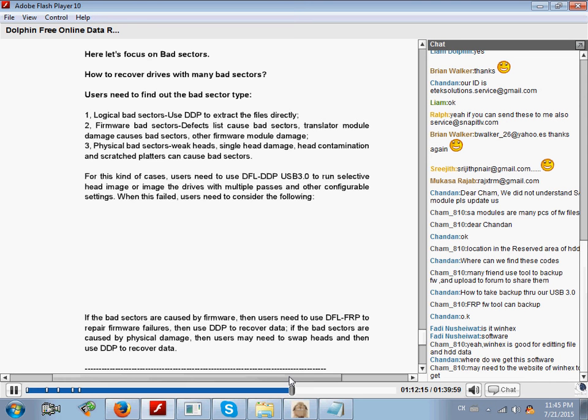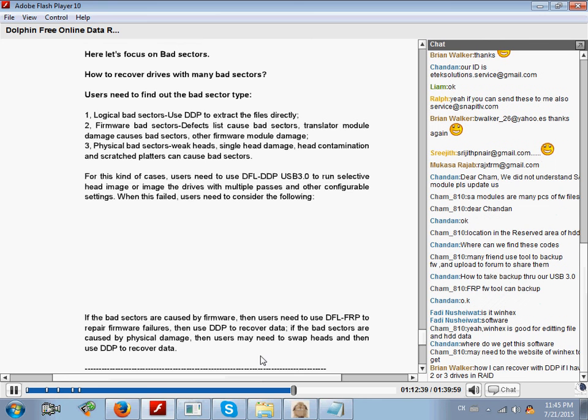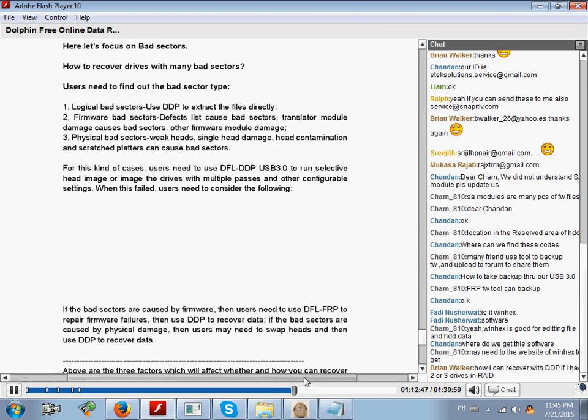So at this time, you need to fix this kind of firmware modules. Yeah, these modules are stored on the platters. Do you remember? We just talked about this. So you fix these modules, and then the bad sectors will be gone. For this kind of firmware bad sectors, you can use our DFLFRP to remove them by fixing the firmware modules. The third bad sector type is the physical bad sector. So, what are physical bad sectors? These sectors are usually caused by a weak head, single head damage, head contamination, or scratched platters. Yeah, this one can cause a lot of bad sectors.